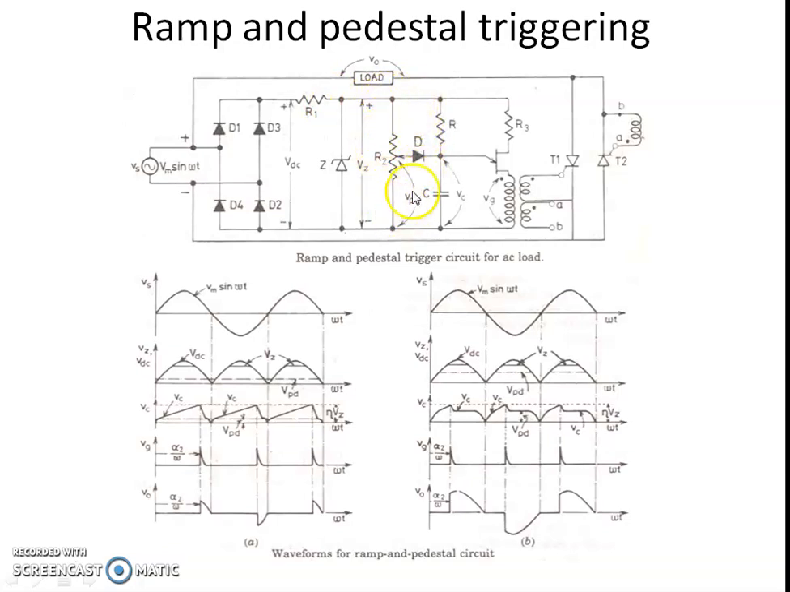In between the UJT relaxation oscillator circuit and the voltage regulator, there is a pedestal voltage control circuit. Here R2 is the pedestal resistance. The voltage across the pedestal resistance is VPD. By varying this VPD, we can vary the charging time of the capacitor VC. Thus we can vary the firing angle of thyristors T1 and T2.